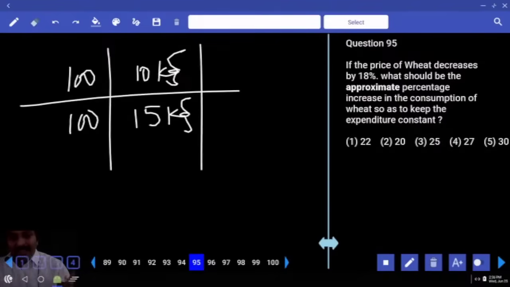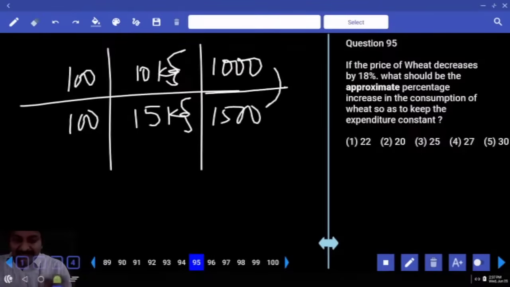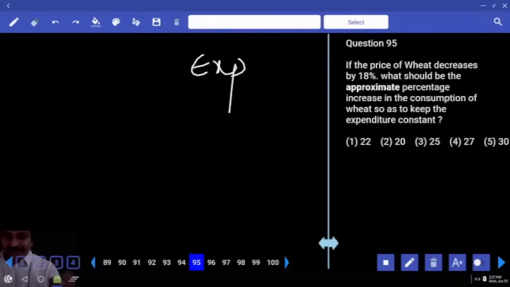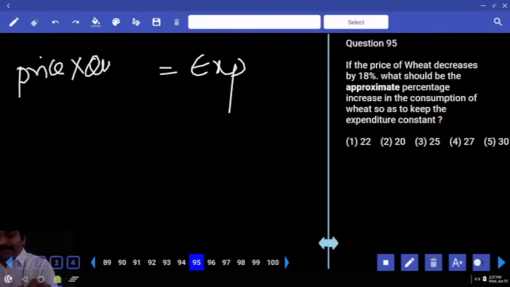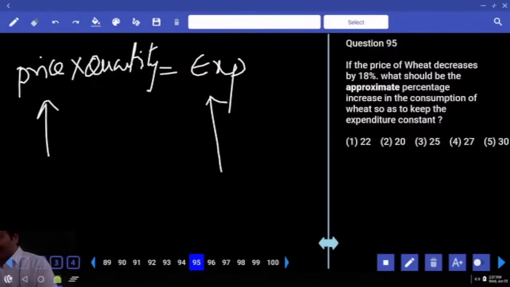50%? Earlier consumption? Expenditure? 1000. Now expenditure? Increased by? From? Percentage? So, conclusion is, expenditure is equal to price multiplied by quantity. If there is change in price, same reflects on expenditure. If there is any change in quantity, same reflects on expenditure.